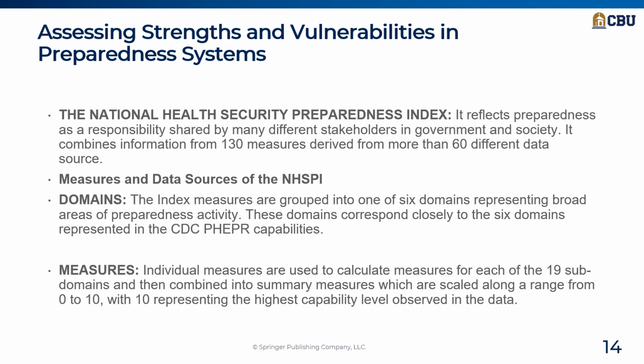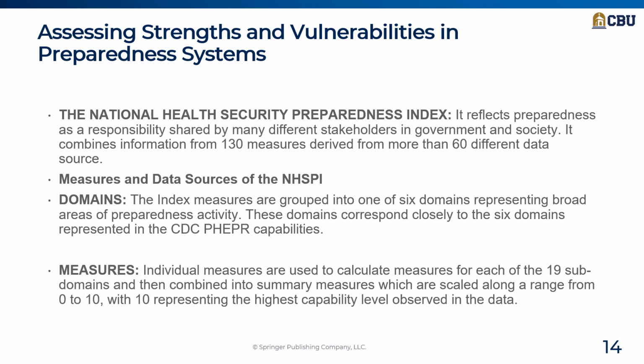So, how do we assess the strengths and vulnerabilities of the preparedness system? There are a lot of different ways to do that, but one way was developed to create the National Health Security Preparedness Index. It was developed by the CDC in collaboration with academic institutions to help track progress in meeting preparedness objectives across many sectors.